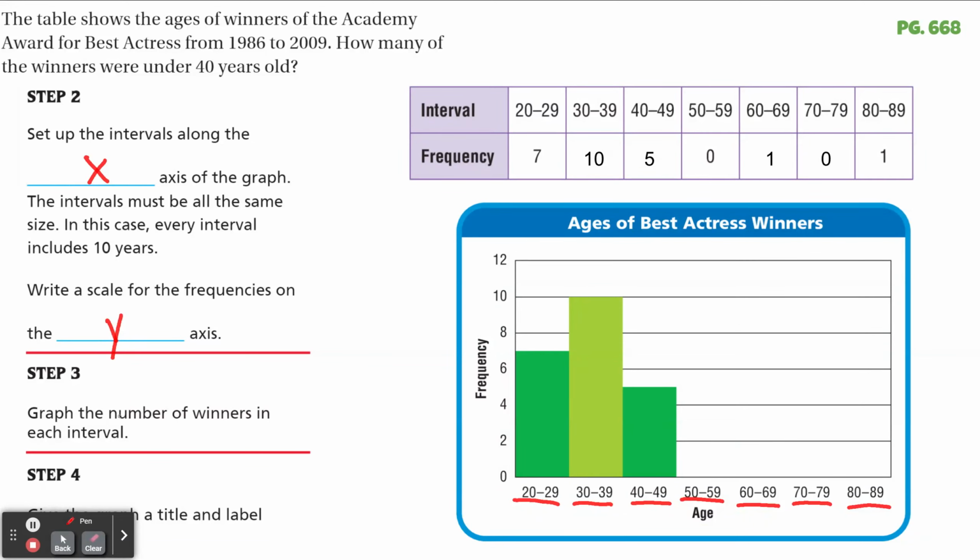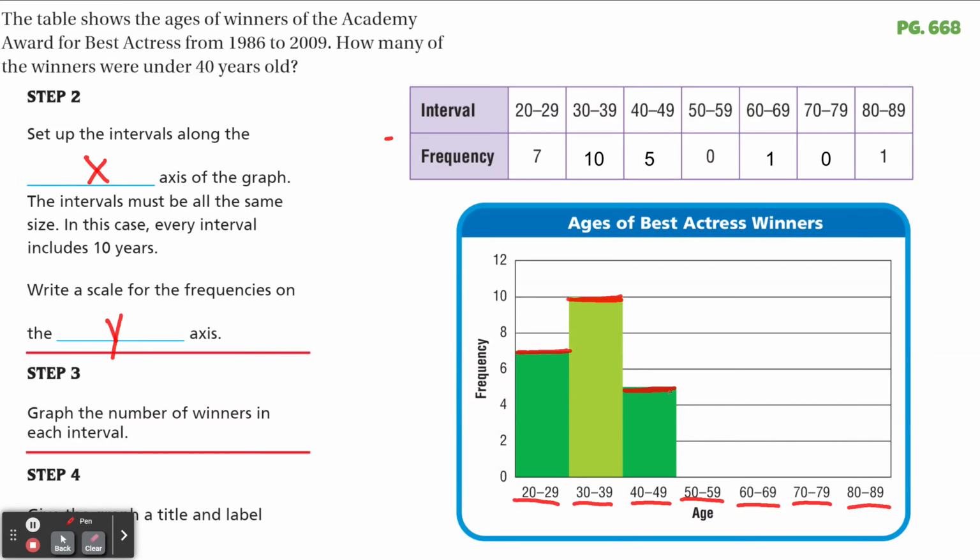We're going to graph the number of winners in each interval. So we had 7 in the first one, so 20 to 29 is going to go up to 7. 10 who were between 30 and 39, so that one goes all the way up to 10. 40 to 49 had 5, so that's between the 4 and 6, which is 5. Take a second and see if on your page you can finish graphing these last 4 age ranges.